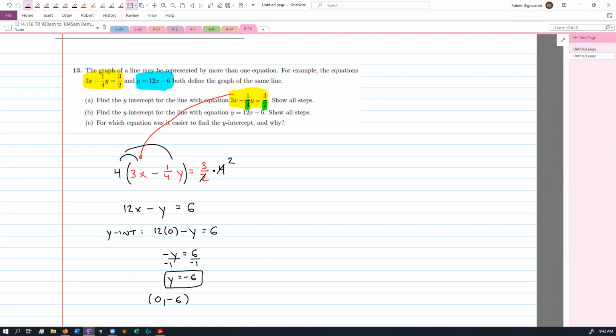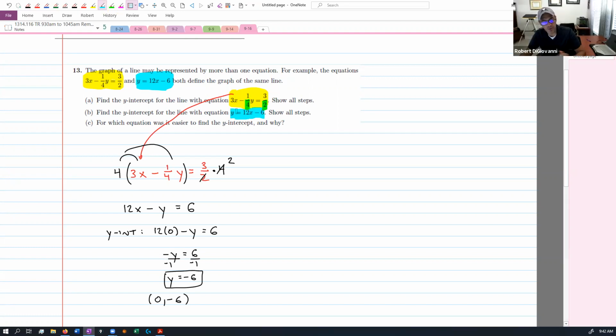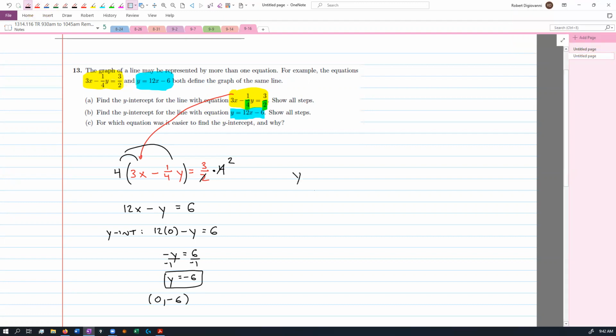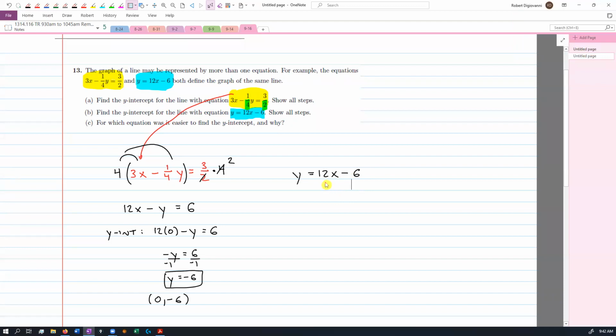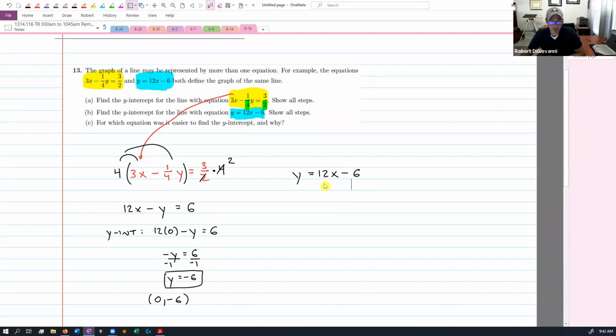Now, part B says this is the same line. They told you that these are the same line. But notice, and this is the key thing to notice, it is solved for y, isn't it? So if I do the same thing right now to find the y-intercept, if I set x equal to 0, I get y equals 12 times 0 minus 6. This goes away. I just get y is negative 6, right?